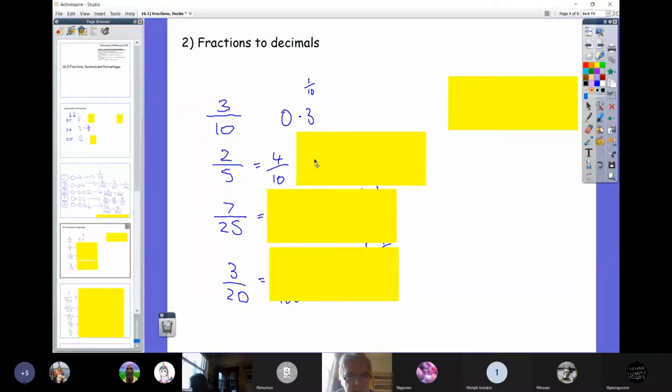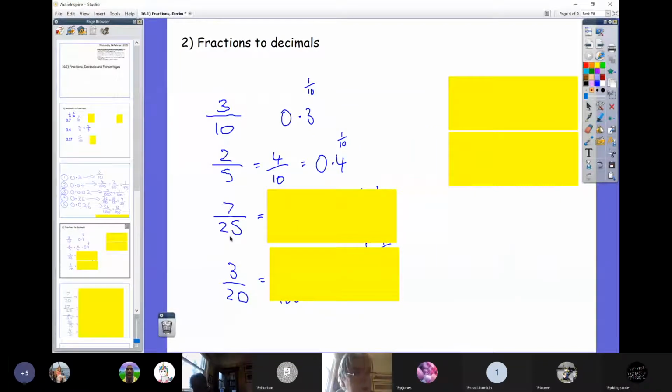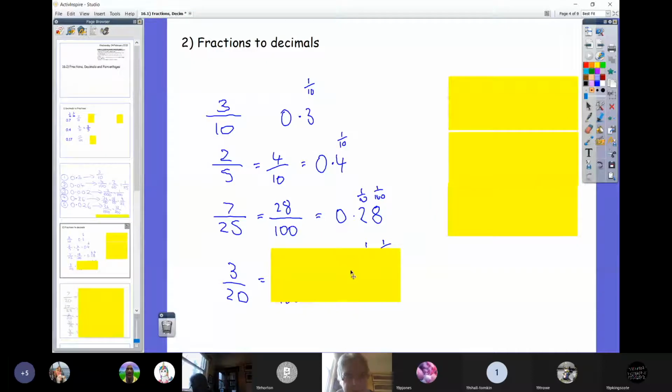Now 7/25, obviously we can't turn that into something over 10. We'd be dividing by 2.5, which would take us into decimals. So we need to be thinking of turning this into something over 100. So 7/25, if we multiply top and bottom by 4, we get 28/100. And then we can write that as a decimal as 0.28. There's a slight lag there. So 7/25, 28/100, 0.28.